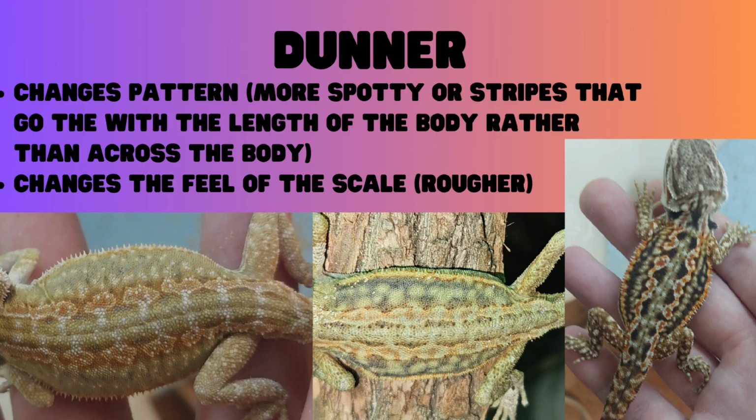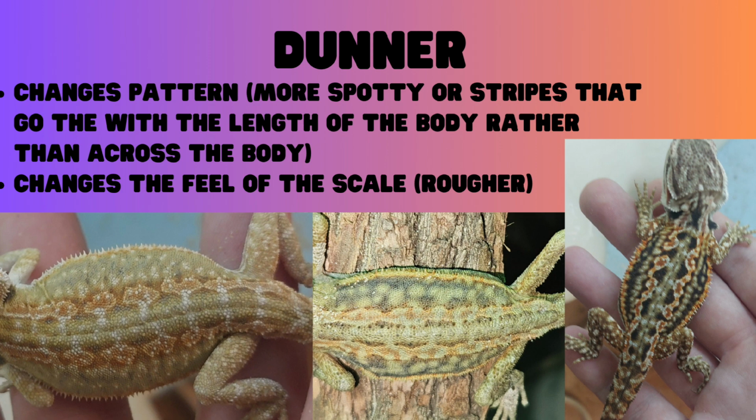Next up is another one of my favorites, and that's going to be Dunner. So that's going to change the pattern mostly. You're going to get more of a spotty or stripy pattern that's really quite different to a normal pattern when you put them next to each other. And it's also going to change the feel of the scale. It's going to make them feel a little bit rougher, and that's because on a microscopic level, it actually changes the shape of the scale.